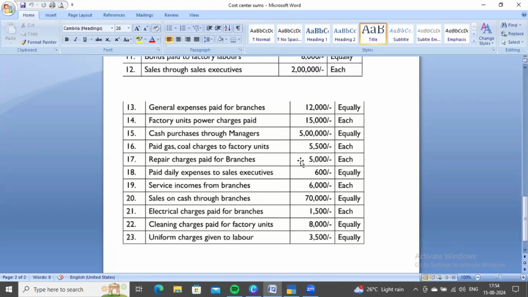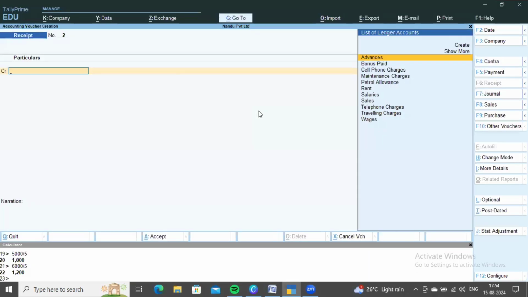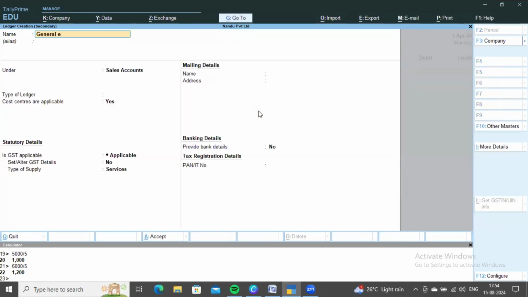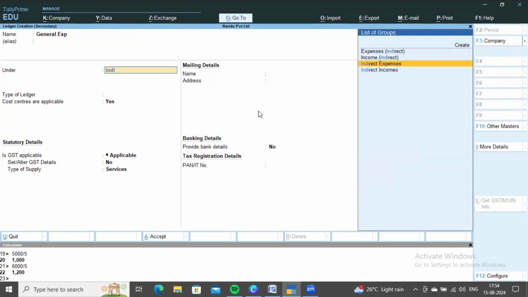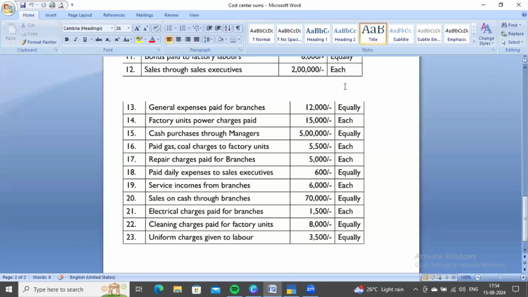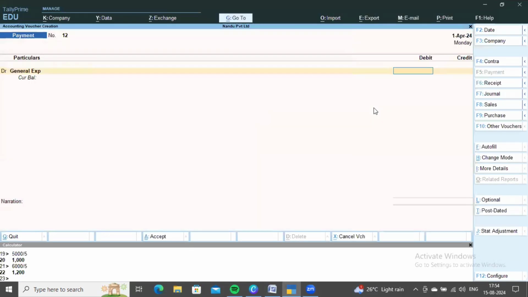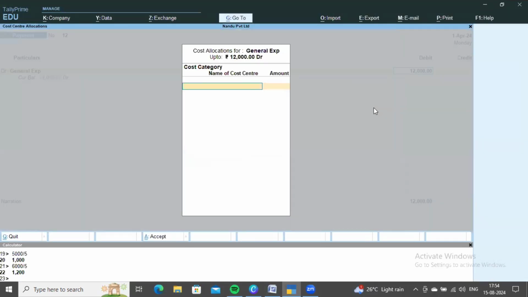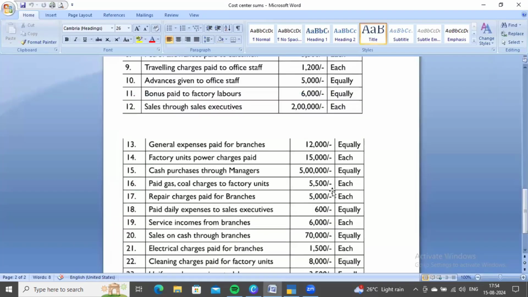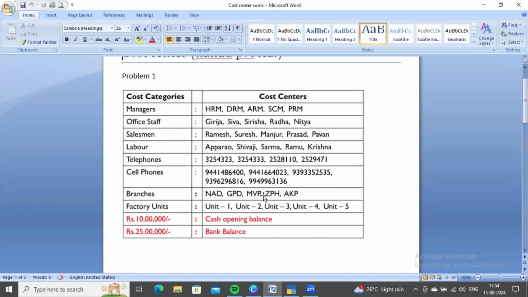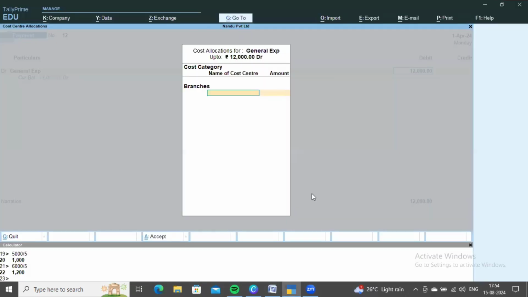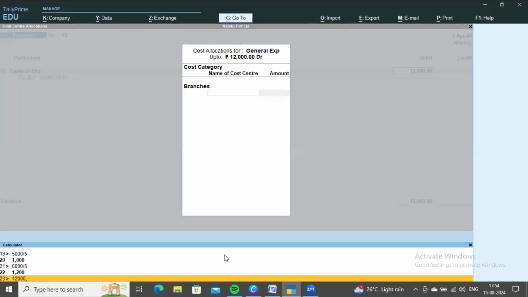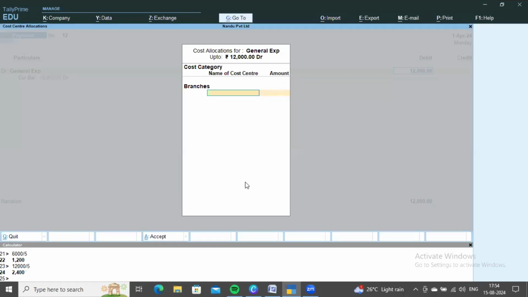Next, general expenses paid for branches. You need to create general expenses as it is payment. You go to payment voucher, general expenses, indirect expenses, and the total amount is 12,000. Equally means 12,000 is the total amount. To whom you are paying? To branch category. 12,000 equally. How many cost centers are there under branch category? 5. So 12,000 divided by 5, and the amount is 2,400 each.